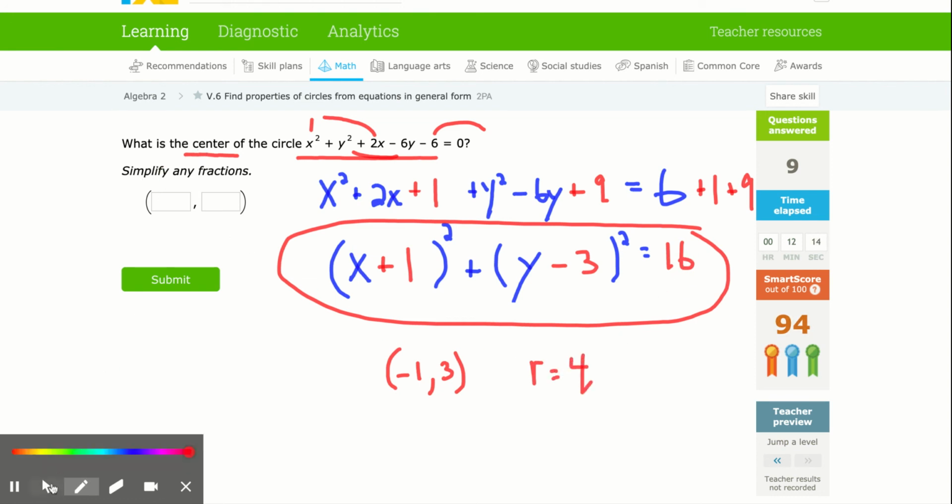But it asks for the center. So I'll just quickly type in -1 and 3. But again, it's just that simple process of completing the square, grouping the x's, finding the missing term to make it a trinomial that's a perfect square, grouping the y's, likewise finding the missing third term that makes it a perfect square. Whatever you add to the left side, make sure you add to the right, and you have your standard form of your circle.